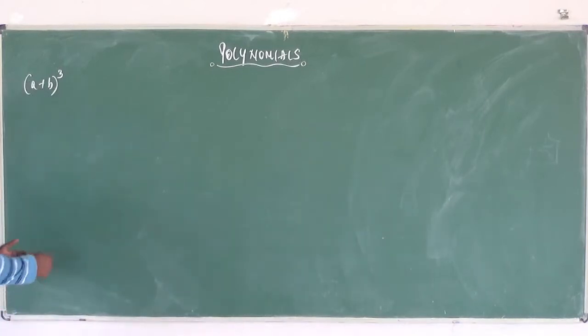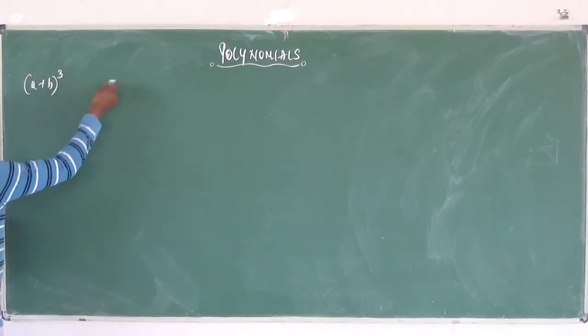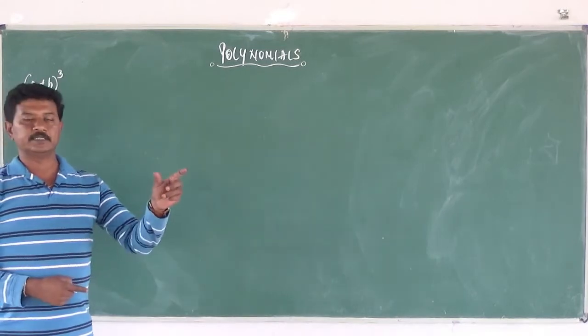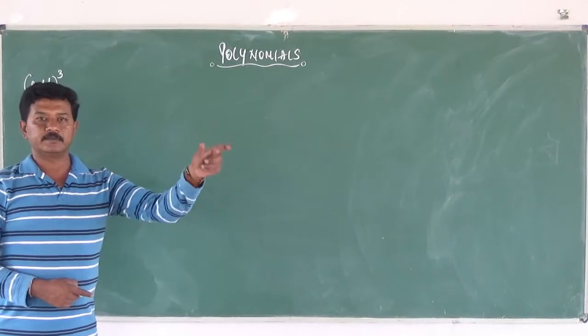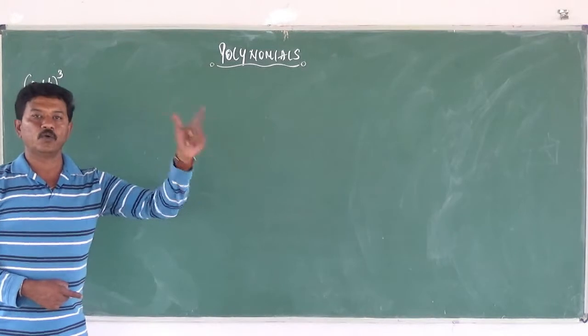Right. So (a + b)³ means a + b is multiplied 3 times. If a + b is multiplied 3 times, then it can be written as (a + b)(a + b)(a + b). That can be written in short form using the law of indices as (a + b)³.